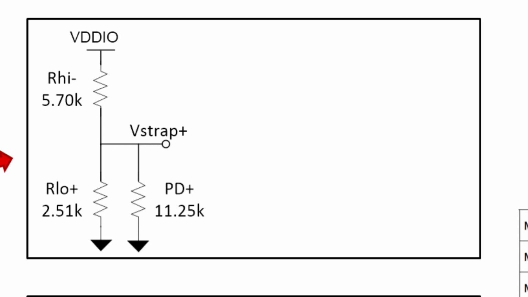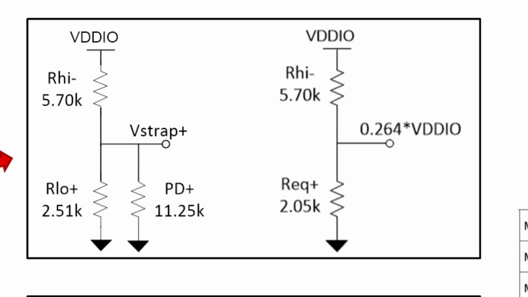R high minus equals 5.76 times 0.99, which is 5.70. R low plus equals 2.49 times 1.01, and PD plus equals 9 times 1.25. Finding the equivalent circuit and using voltage division, we find that V-strap plus is 0.264 times VDDIO, which is within the range for mode 3 as we expect.